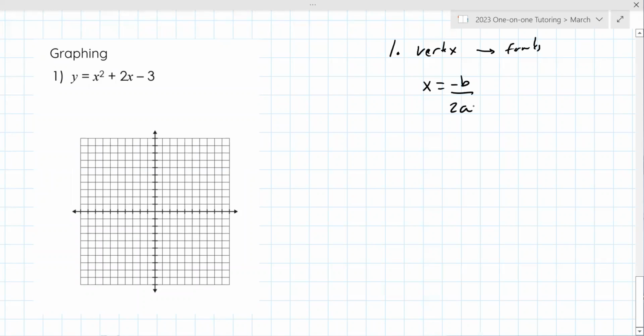So just like in the previous problem, I want you to tell me A, B, and C, please. 1, 2, and -3. Perfect. So -b over 2a is -2 over 2 times 1, -2 over 2, which is -1.